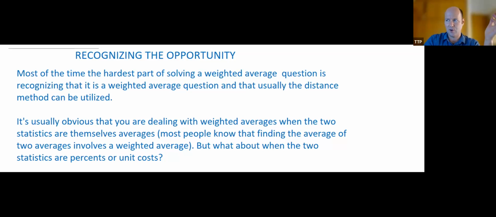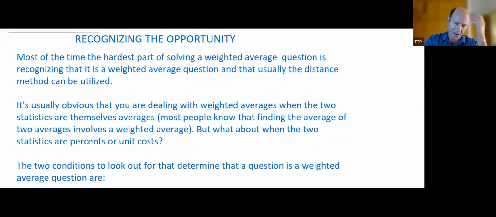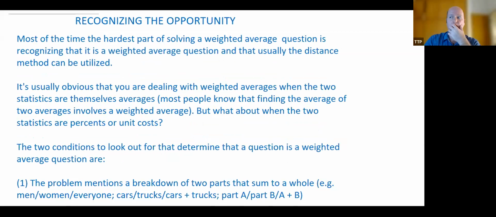The two conditions that we want to look out for to recognize that we have a weighted average question on our hands, perhaps a backwards one, likely, are, number one, the problem mentions a breakdown of two parts that sum to a whole. So they have, for example, male, female, and then everyone. Cars, trucks, cars and trucks together. Part A, part B, part A and B together. Water, alcohol, the mixture of the two. Mixture questions tend to be weighted average questions.